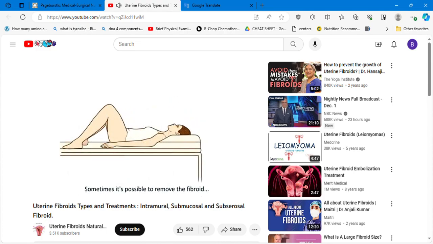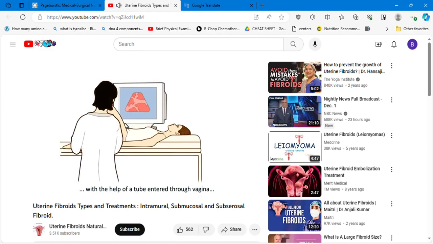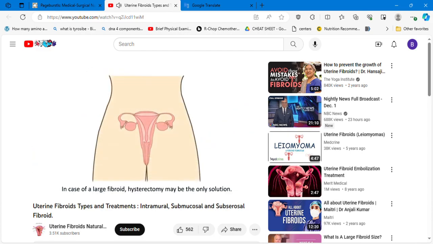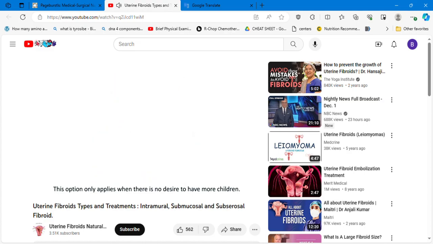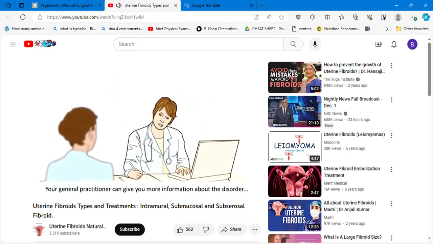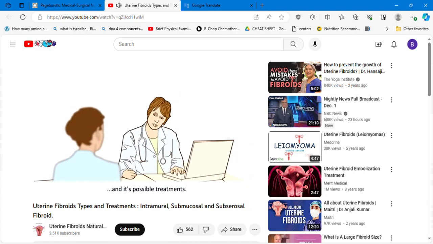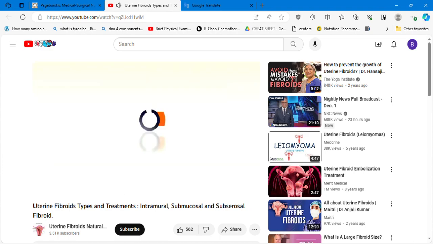Sometimes it's possible to remove the fibroid with the help of a tube entered through the vagina, and the procedure is called hysteroscopic myomectomy. In other cases, surgery through the abdominal wall may be necessary. In the case of a large fibroid, hysterectomy may be the only solution. This option only applies when there is no desire to have more children. Your general practitioner can give you more information about the disorder and its possible treatments.